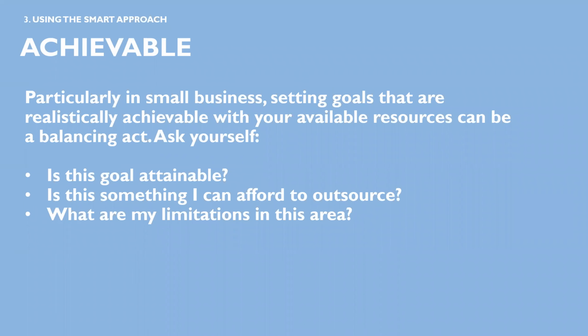So achievable, again, particularly in small business, setting goals that are realistically achievable with your available resources can really be a balancing act. So when you're writing out your goals, you need to ask yourself, is this goal attainable? Is this something that you can afford to outsource or that you have the time to do yourself? What are the limitations for your business in this area, whether it's your skill limitations within your business or your time limitations, maybe even the limitations of your industry? There might be some legal parameters around privacy and that kind of thing. These are all things to consider.